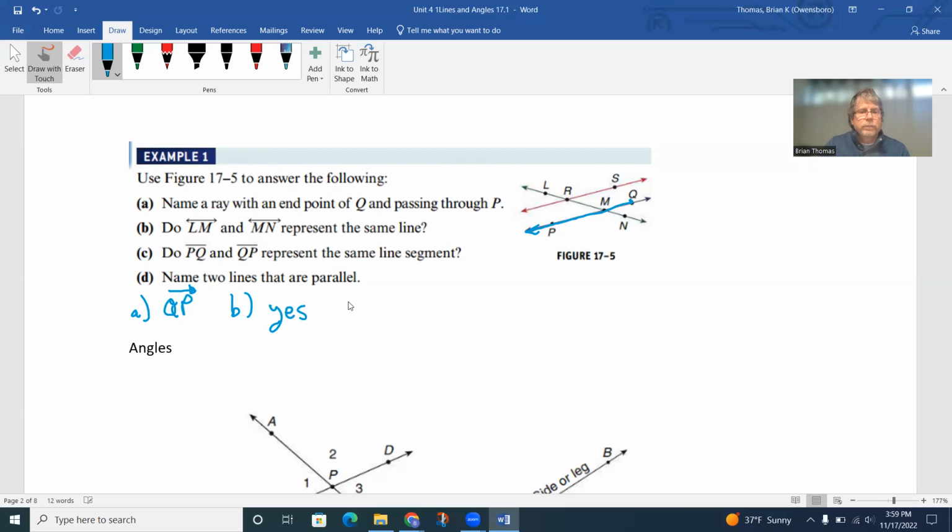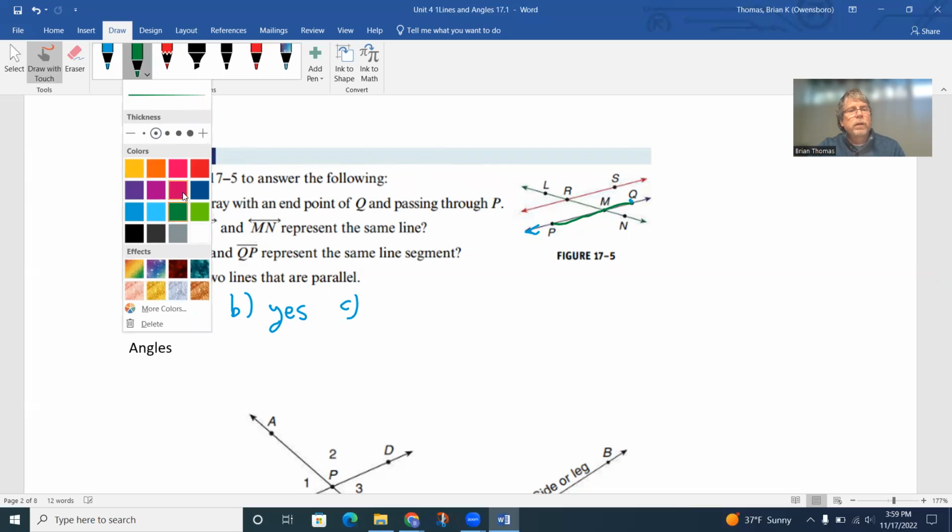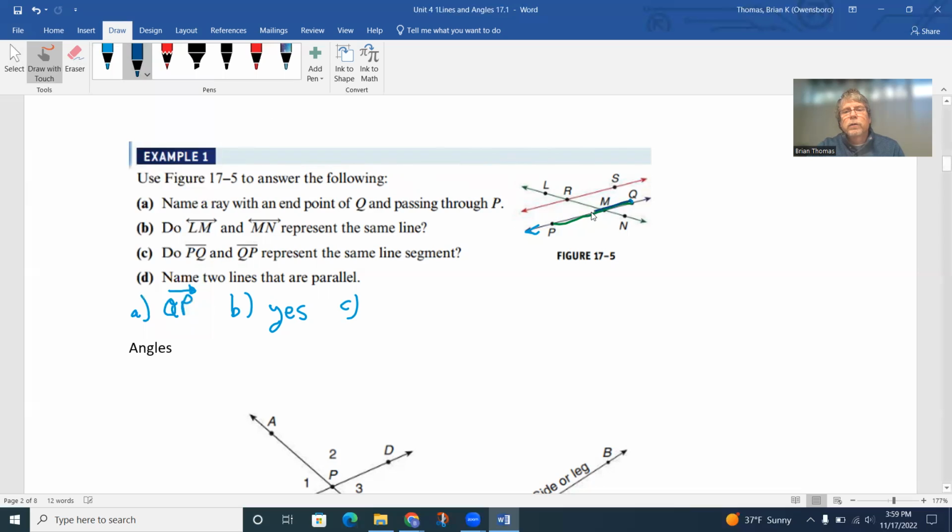Question C. Does line segment PQ and line segment QP represent the same line segment? We just talked about that. Yeah. P to Q, let me get my eraser out here, get this off here. So P to Q would be from here to here. Q to P would be from here to there. So notice that we're talking about the same line segment. So yeah, that's also true.